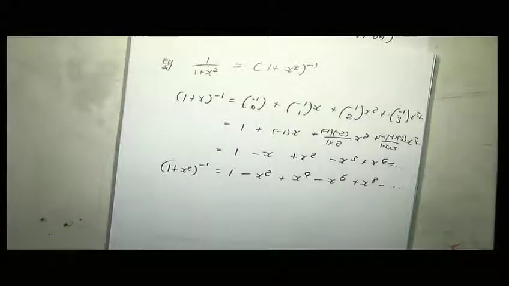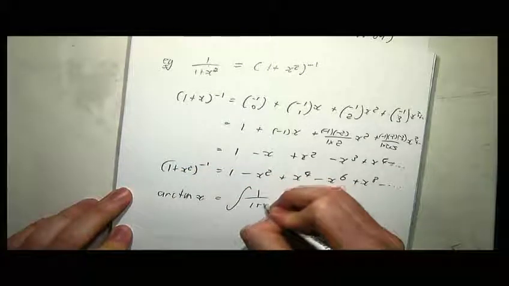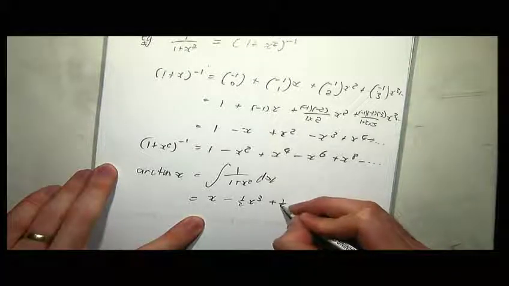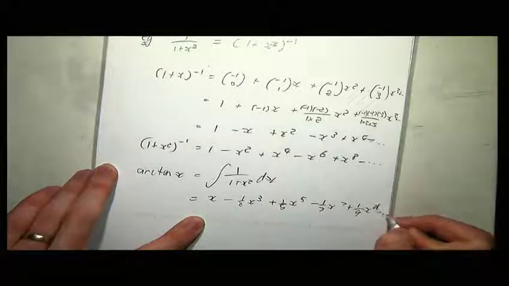Here's the really cool bit. Right. So, if I integrate 1 over 1 plus x squared, I'll get arctan. Right. So cool. So I just integrate it. Taylor series for arctan. So excited. Yay.